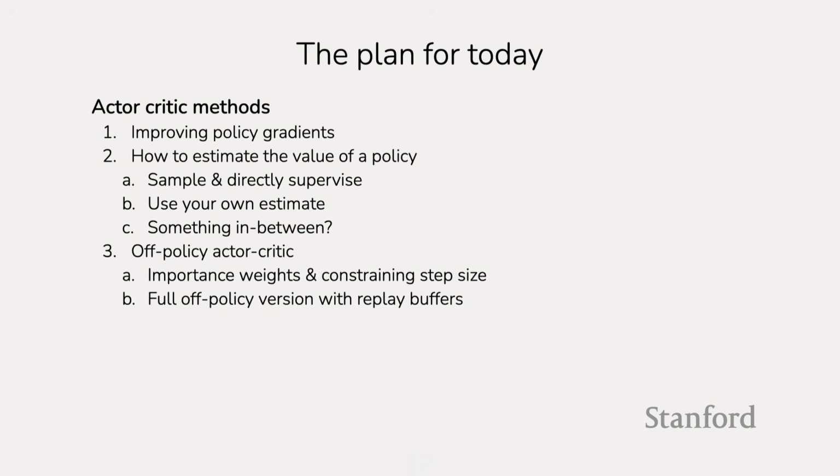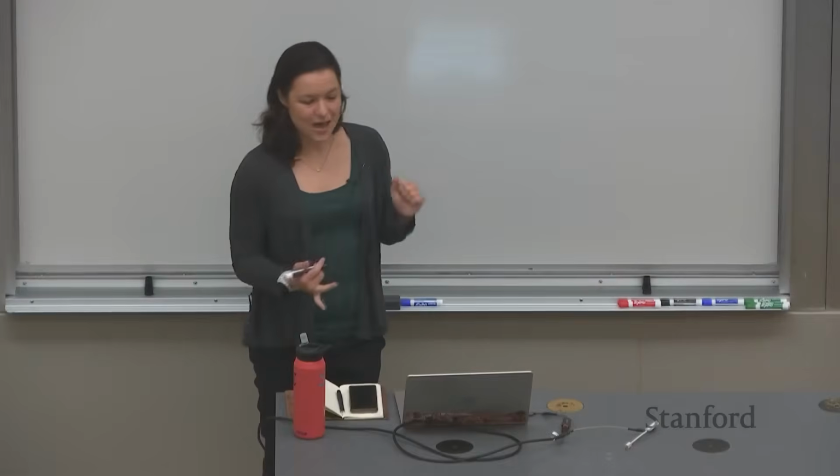Okay, so today we're going to be talking about a form of algorithms called Actor-Critic methods that build on policy gradients. As part of this, we'll be talking about how to estimate the value of a policy. And then we'll introduce an off-policy variant of the algorithm. These Actor-Critic methods are the basis for algorithms like PPO, which are used to train language models and to train humanoids in simulation, and so forth. So very, very useful RL algorithms.